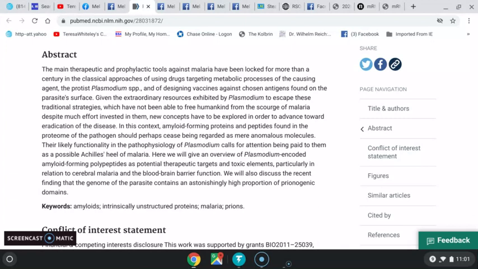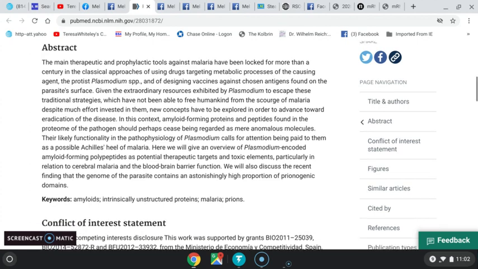Given the extraordinary resources exhibited by Plasmodium to escape these traditional strategies, which have not been able to free humankind from the scourge of malaria, despite much effort invested in them, new concepts have been explored in order to advance towards eradication of the disease. In this context, amyloid-forming proteins and peptides found in proteome of the pathogen should perhaps cease being regarded as mere anomalous molecules. Their likely functionality of the pathophysiology of Plasmodium calls for attention being paid to them as a possible Achilles heel of malaria.